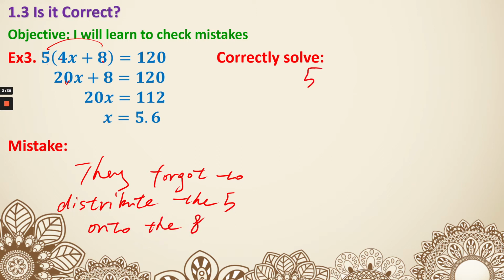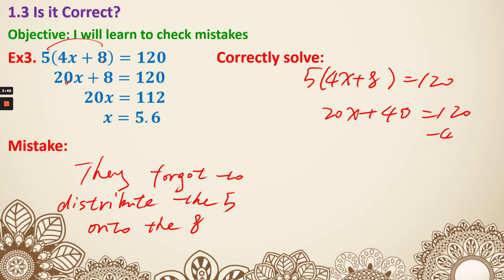So to do it correctly, 4x plus 8 equals 120. 20x plus 40 equals 120, minus 40. That's 20x equals 80, divided by 2. X equals 40. That is if we solve number 3 correctly. Oh, wait. It's not 2, it's 20. So divide both sides by 20, I will get a 4, not 40.